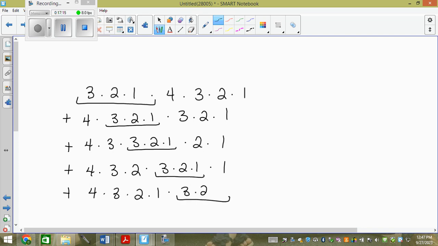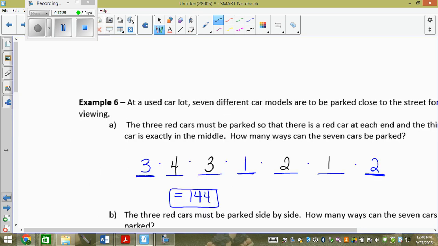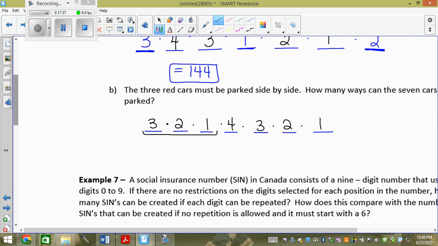How many different cases did I just make? 5. With the same number, right? If I went 3 times 2 times 1 times 4 times 3 times 2 times 1, or I went 4 times 3 times 2 times 1 times 3 times 2 times 1, I get the same answer. Because it's just multiplication out of order, correct? So instead of showing 5 cases, what I could do then, pick your pencil back up, what I could do is just multiply this by 5.